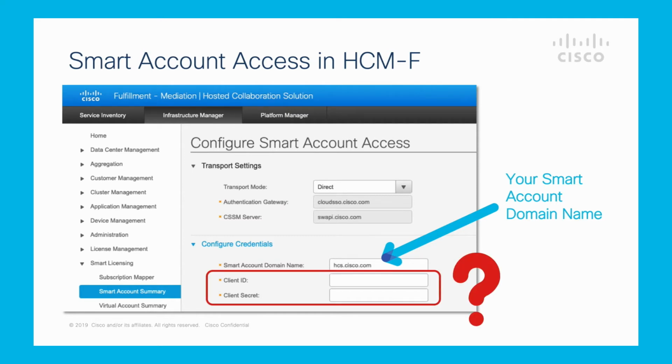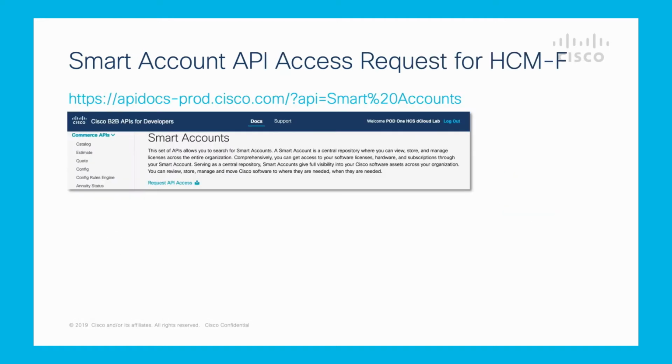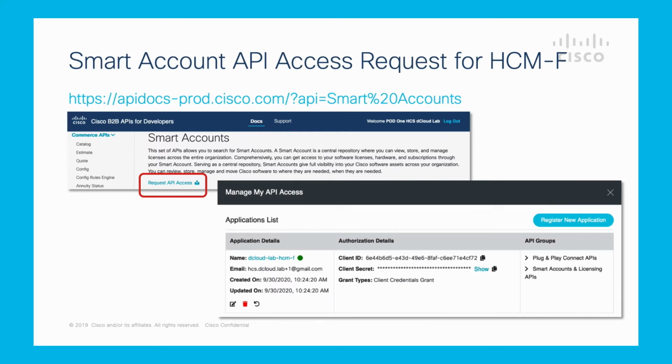What about client ID and client secret? To get client ID and client secret, you will have to go to the Smart Account API Access Request portal, and once you get to the portal, you will say, I want to request API access. Once you fill out the form and go through the process, you will have authorization details with client ID and client secret. Just keep in mind that your grant type is Client Credentials Grant.